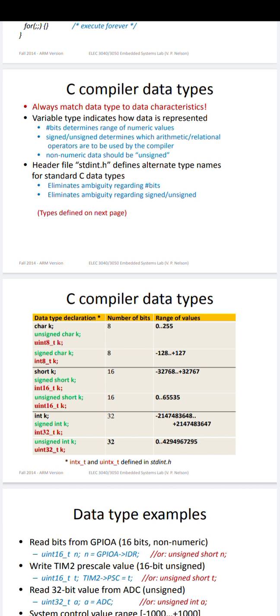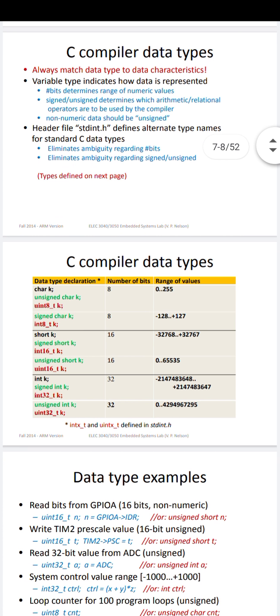Data types of C programming for the compilers: data types are the characteristics that variables have. They are represented in bits or bytes, with arithmetic or relational operators, signed or unsigned numbers. These are important parts of the functions and the data types: signed or unsigned characters, and how bits are used in programming.